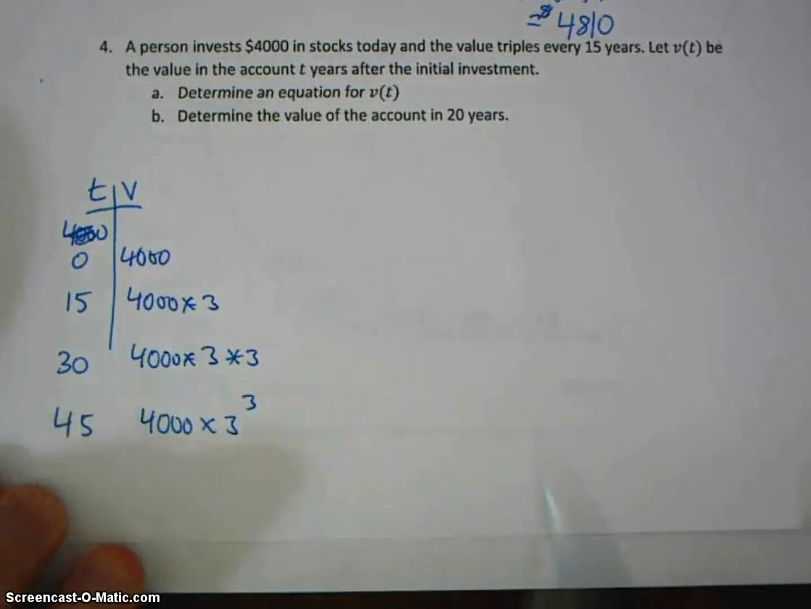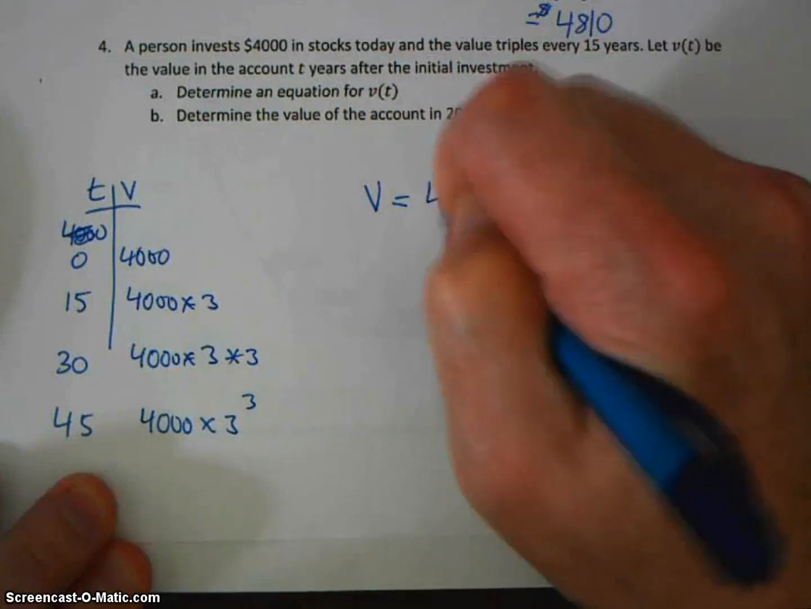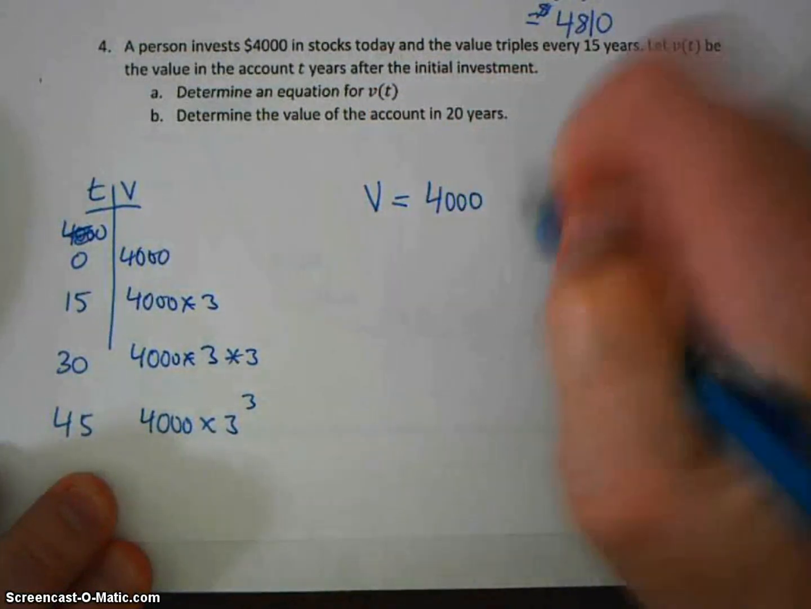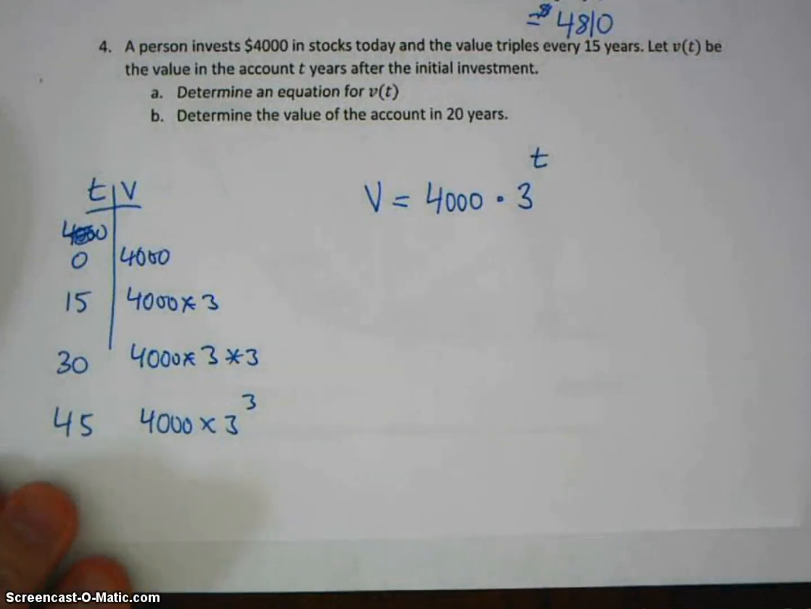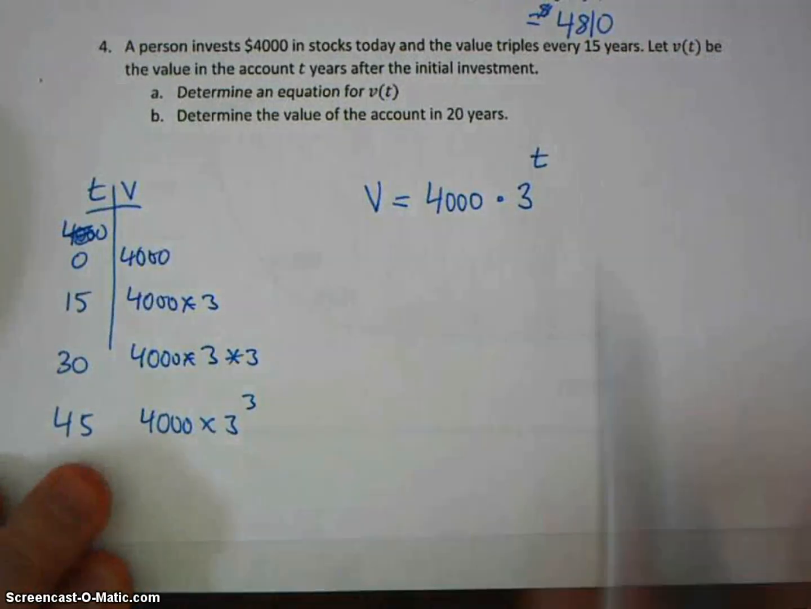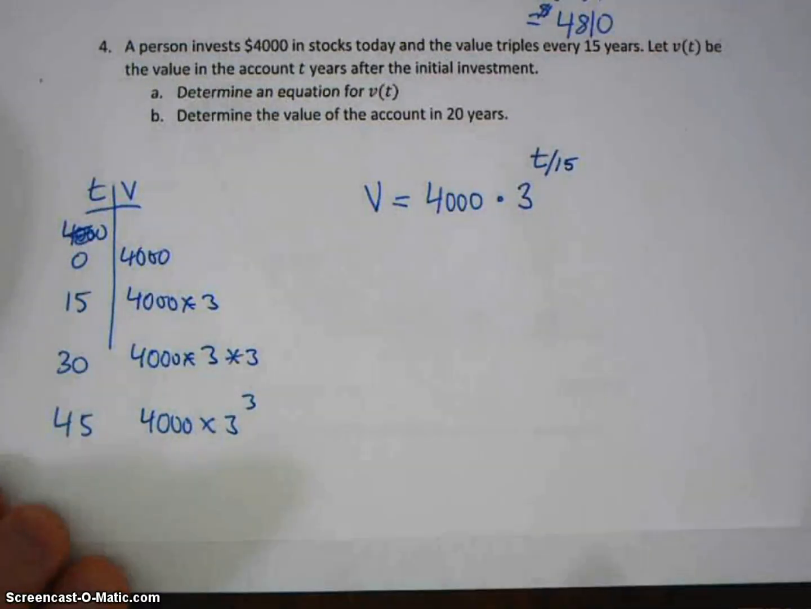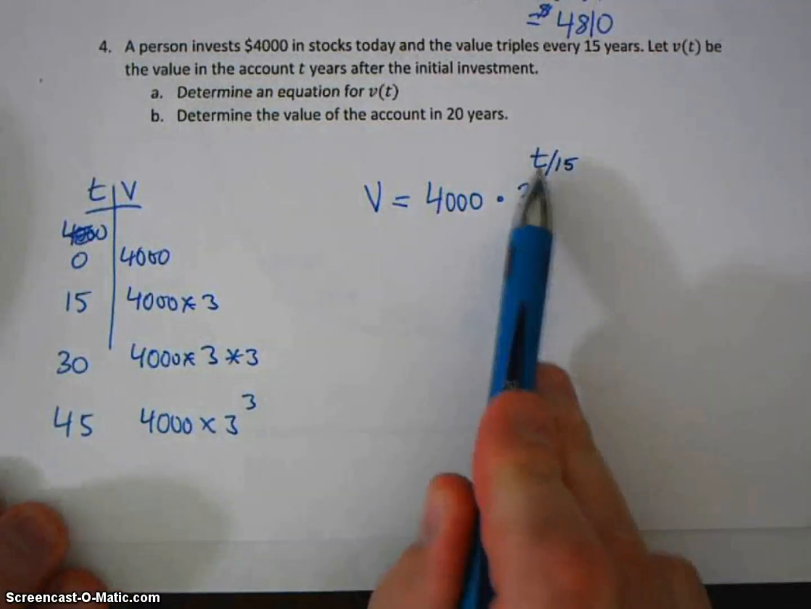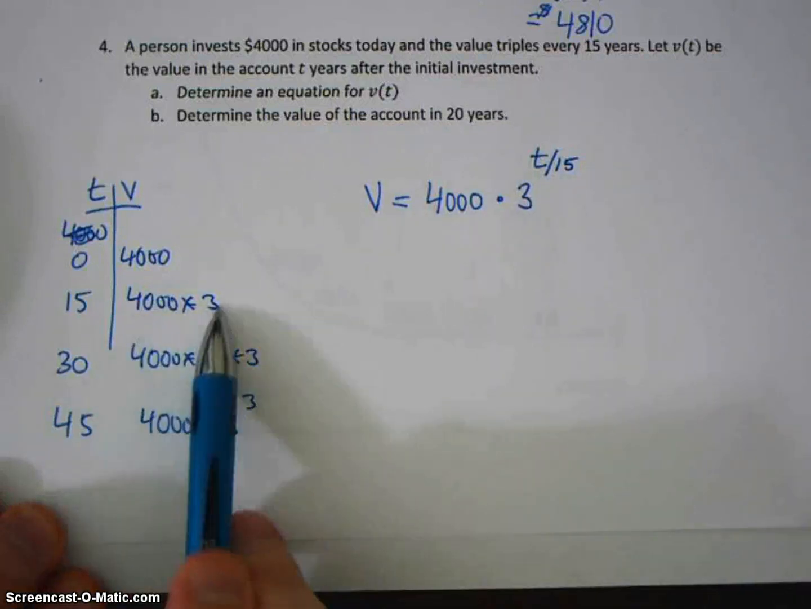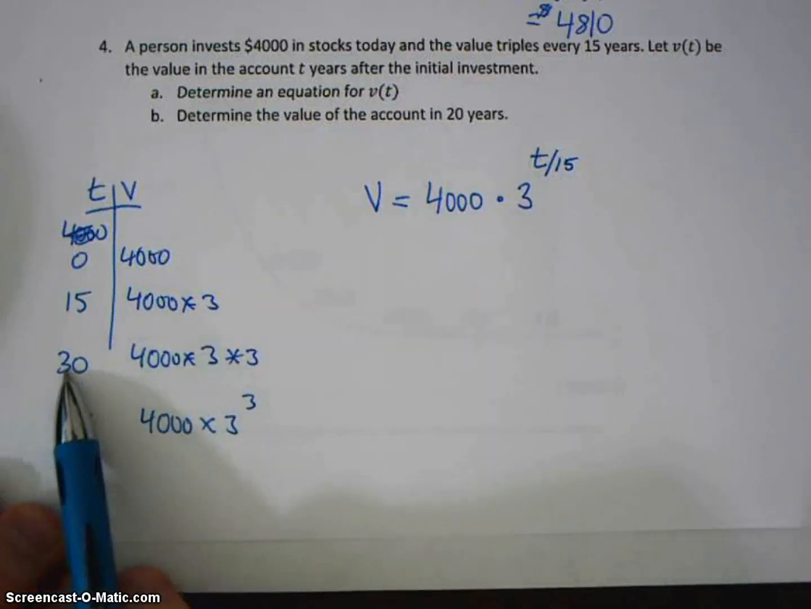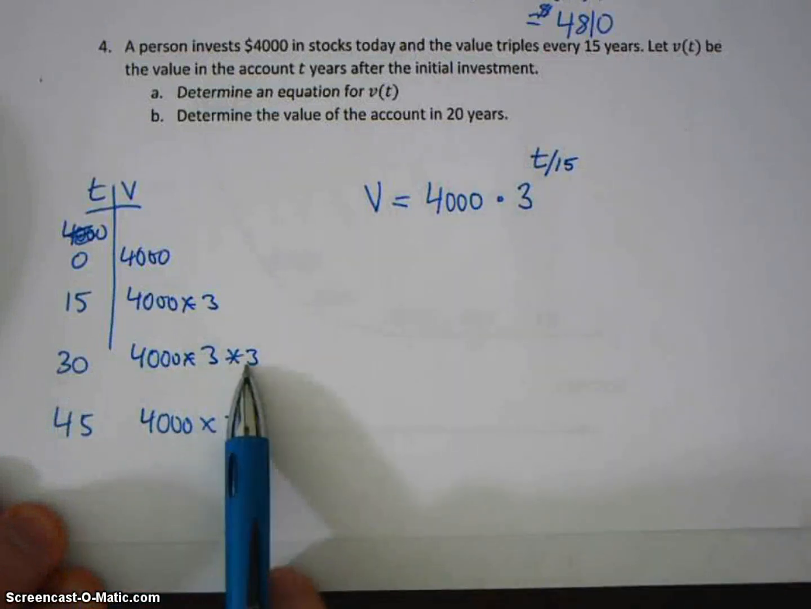All right, so the way that happens in an equation is we're going to have V is, our initial value is 4,000. It triples, but if I write this symbol, then it would triple every 1 year. To make it triple every 15, we take the t and we divide it by 15. So now when I plug 15 into this formula, 15 over 15 is going to be 1, and I'll have 4,000 times 3 to the 1. When I plug in 30, 30 over 15 would be 2, so I'd get the 3 squared there, and so on and so forth.